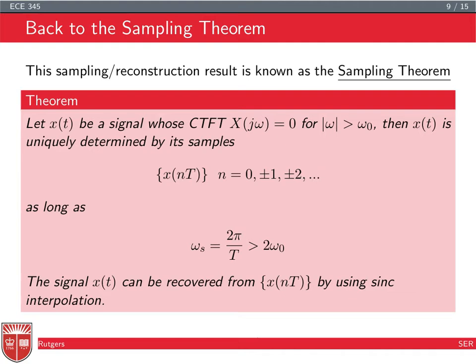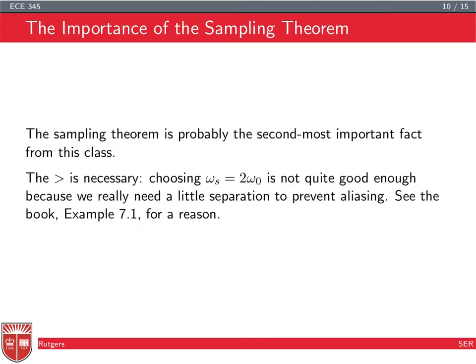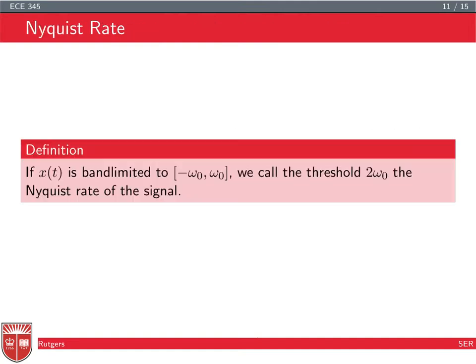You can recover the whole analog signal, at any time, just by sampling it faster than twice the maximum frequency. It's a very important theorem, and sometimes you have to leave a little bit of space between omega s and 2 omega 0 to make sure that you don't have aliasing. So omega s should be strictly greater than 2 omega 0, and there is an example in the book about that. And again, a definition that I mentioned before: we call 2 omega 0 the Nyquist rate.